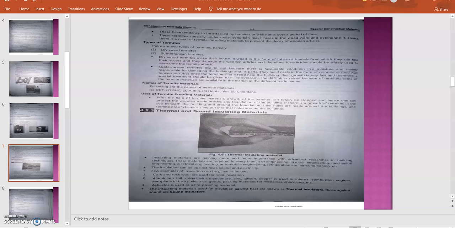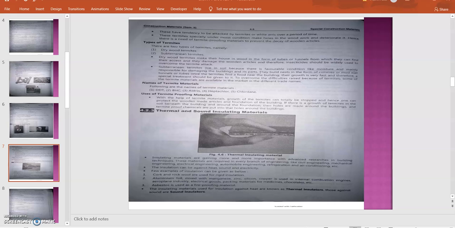First, cork and rock wool are used for rigid insulation. Then aluminum foil mixed with manganese, zinc, silicon, copper is also used for internal combustion engines and aeroplanes. Then electrical goods, and packing materials for medicines and chocolates. Then asbestos is used as a fireproofing material. The insulating material used for insulation against heat is also called a thermal insulator.